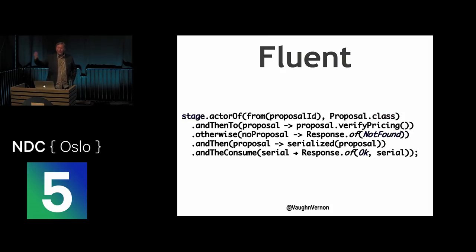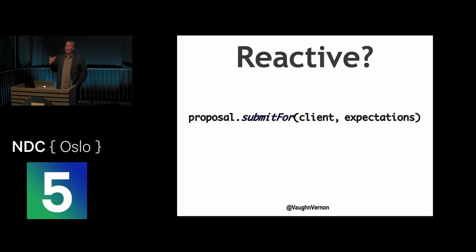This is where you get fluency not only from the software model, but the API, the tools, and the framework that you're using is not an impedance to fluency. And when you look at this method invocation, you might ask, can this really be reactive? Is it really an asynchronous operation, because it looks like a method invocation? The answer is yes, because behind the method invocation, the invocation is being reified, or changed into something of greater value, which is a message, and that message is being dropped in the mailbox of the proposal actor that it's being sent to. And so it will receive the stimulus of submit for with client expectations as parameters.